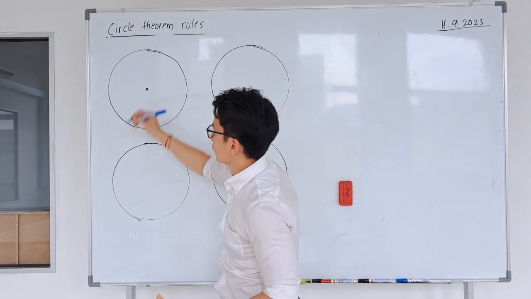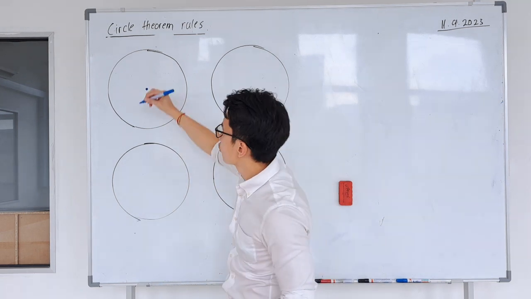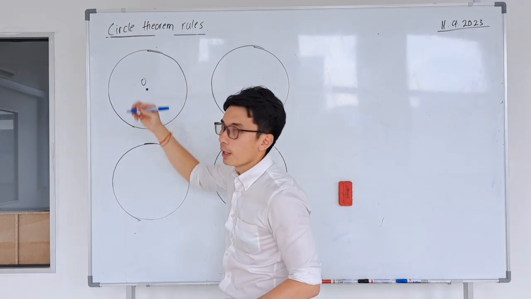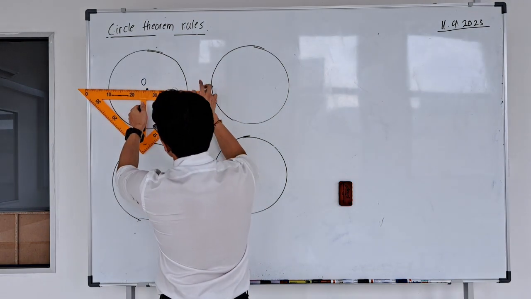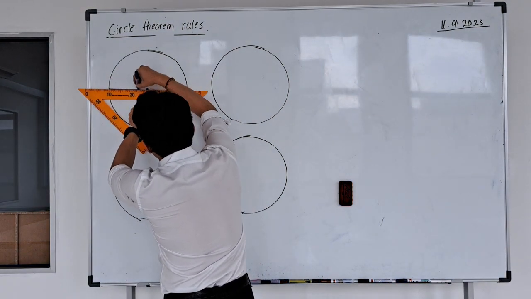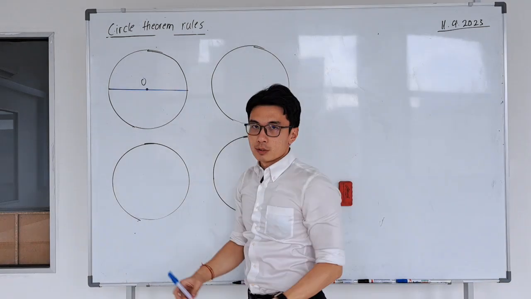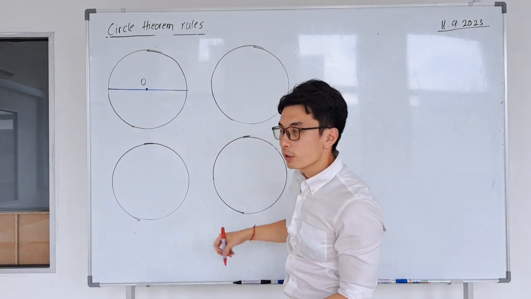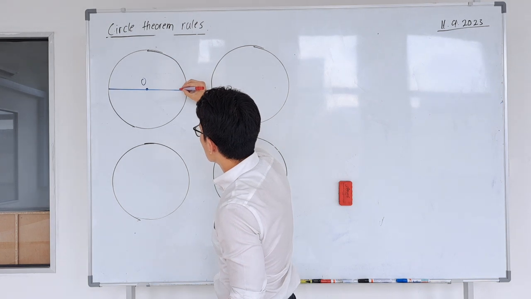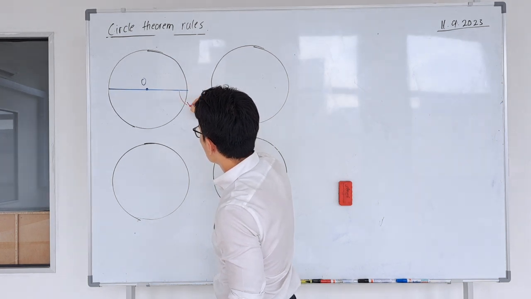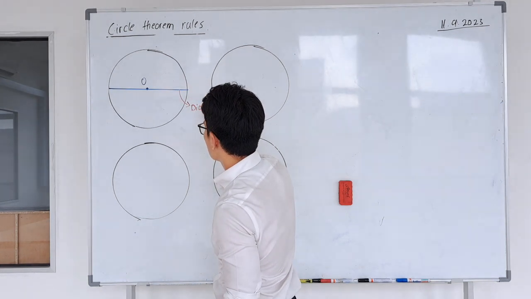So if I have the center of the circle, which is usually represented by the letter O, and if I were to draw a straight line across the center of the circle, we call that a diameter, okay? So this one is a diameter.